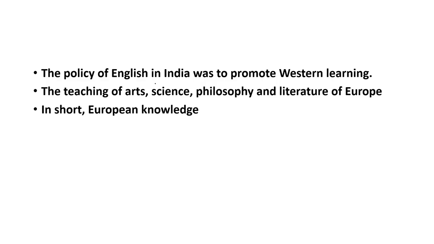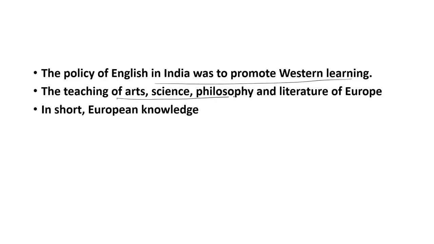What were the recommendations made by Sir Charles Wood through his famous dispatch of 1854? In his dispatch of 1854, he categorically stated that the aim of education in India was promotion of Western learning. He had a belief in the superiority of English institutions, so he was in favor of the further promotion of Western learning in India. He recommended teaching of arts, science, philosophy and literature of Europe.